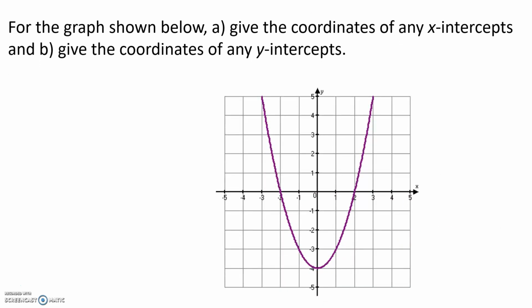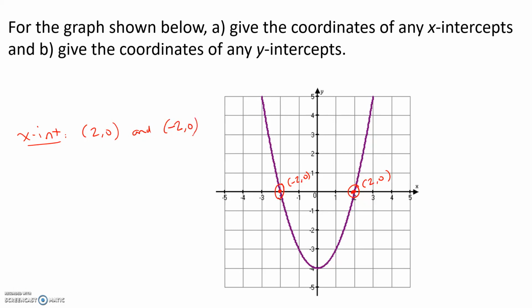Here's another example. Give the coordinates of any x-intercepts and give the coordinates of any y-intercepts. In this case, for our graph, to get the x-intercept, we have to determine the points at which the graph crosses the x-axis. The graph crosses the x-axis at this point and at this point. This is the point (2, 0), and this is the point (-2, 0).